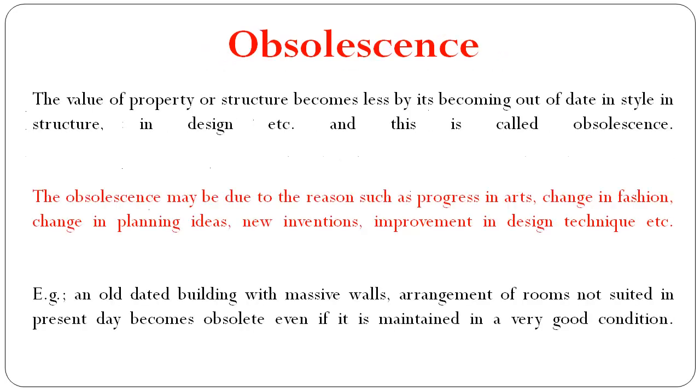The value of property or structure becomes less by its becoming out of date in style and structure, in design, etc., and this is called obsolescence. The obsolescence may be due to reasons such as progress in arts, change in fashion, change in planning ideas, new inventions, improvement in design technique, etc. E.g., an old dated building with massive walls, arrangement of rooms not suited in present day becomes obsolete even if it is maintained in a very good condition.